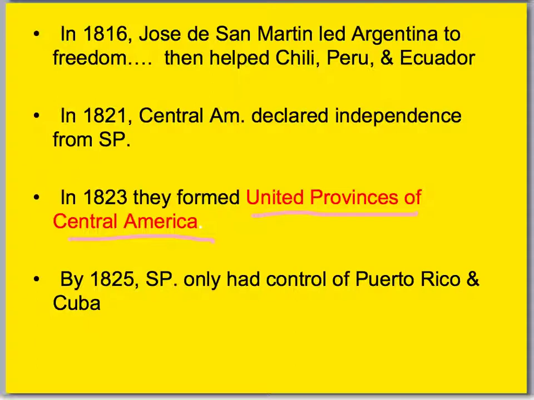So by 1825, the mighty Empire of Spain, you remember 1492 when Columbus comes, they're the only Europeans in the New World, and their empire was vast, stretched from the deserts of North America, all of Central America, and most of South America. But by 1825, Spain only had control of Puerto Rico and Cuba. Oh, how the mighty have fallen. Hey, but didn't you say that Spain controlled Florida? Oh, we'll get to that.